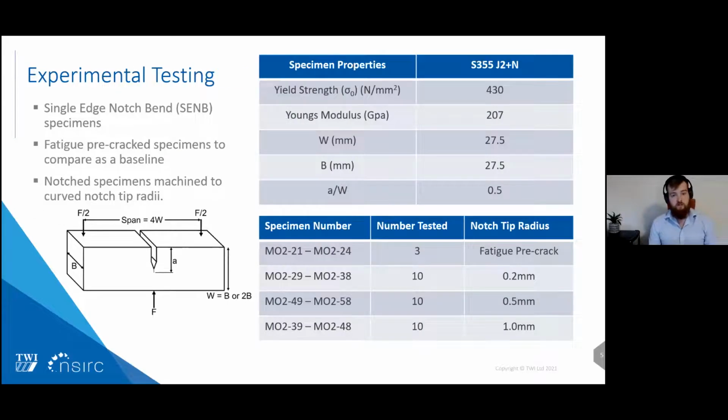My work started with a large range of experimental testing, mainly carried out on single edge notch bend specimens with several fatigue pre-crack specimens to compare the results to as a baseline. Notch specimens were machined using EDM to curved notch tip radii of 0.2 mm, 0.5 mm, and 1 millimeter. The specimens were all machined from an S355 J2+N steel plate, and the material properties are as shown on screen.